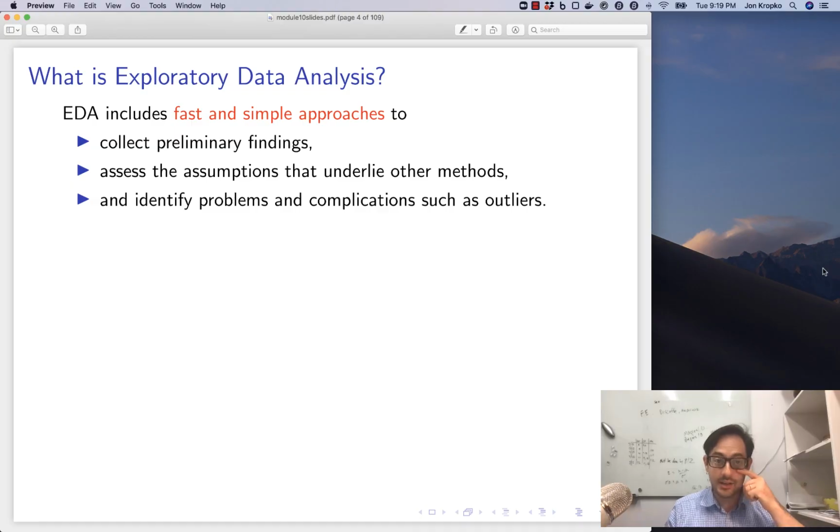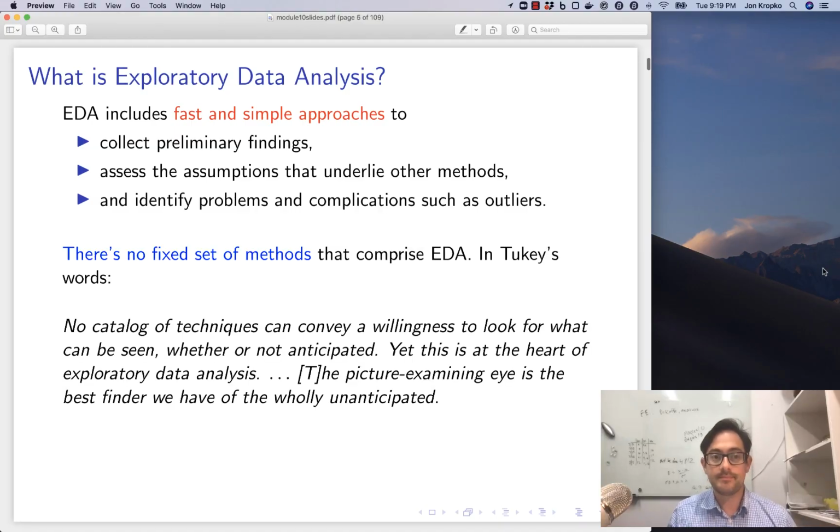So EDA includes fast and simple approaches to collect some preliminary findings, to look at the assumptions that are underlying other methods, see if things are distributed normally, and then identify problems and complications such as missing data, such as outliers and stuff like that. So there's no fixed set of methods that comprise EDA.